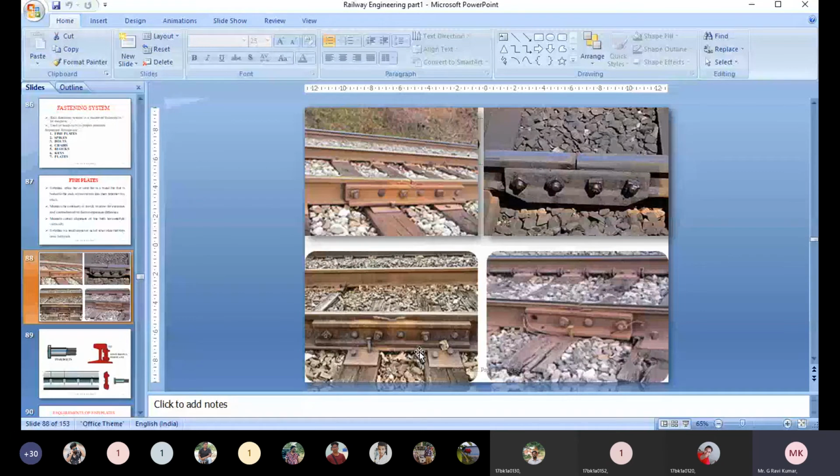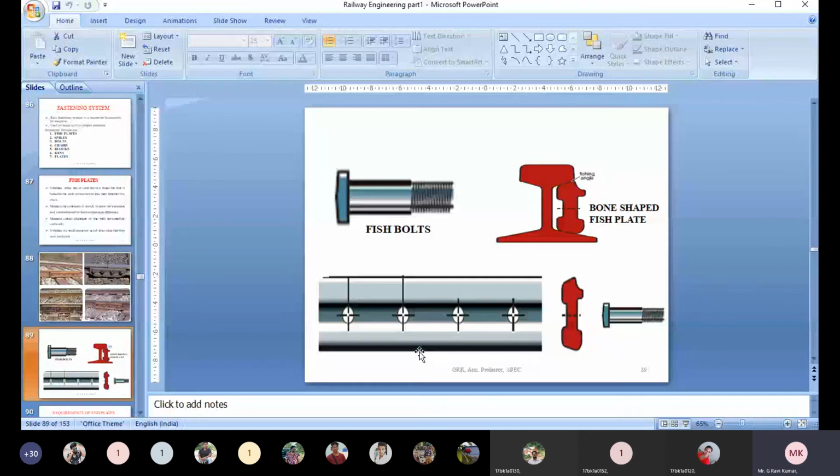Here you can see that fish plate, and always some distance should be there between the fish plate and the rail. In the red color one you can see that there is some small spacing between the fish plate and the rail, understand? So always that much distance should be provided. It means a minimum of 5 mm should be provided.